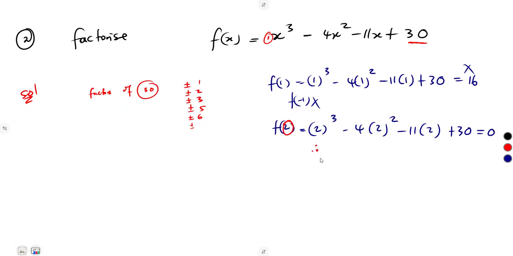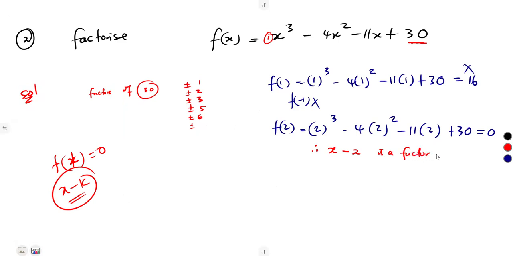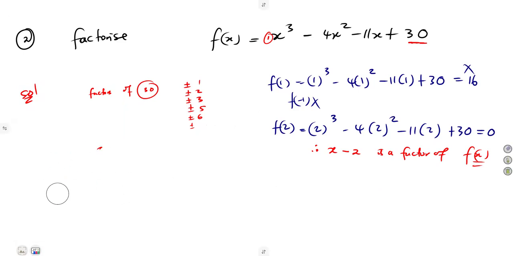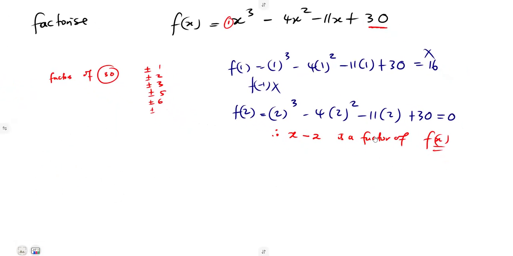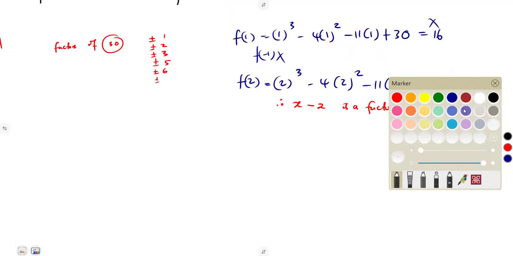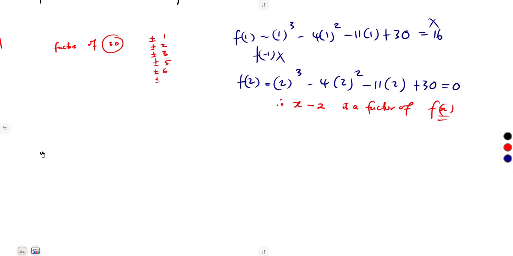So therefore, from that value of 2, remember, if f of k gives us a 0, x minus k is the factor. So we obtained a 0 from 2. So therefore, x minus 2 is a factor of f of x, the original function that you are given. So that is the condition, guys. Then let us apply our synthetic division. All right, so use your synthetic division here.